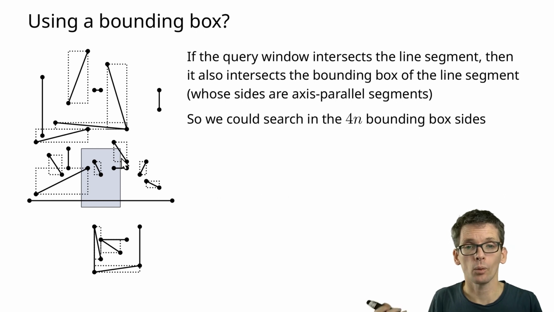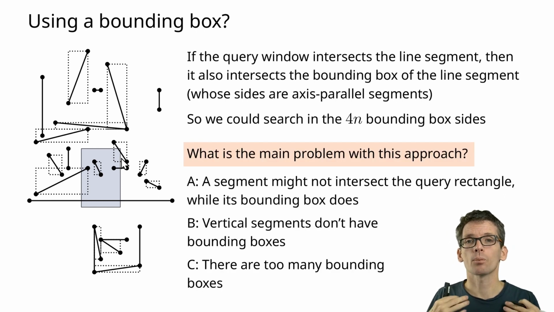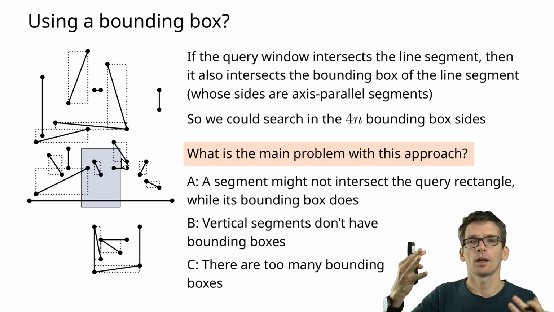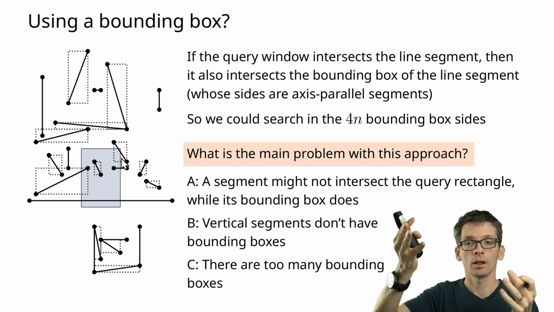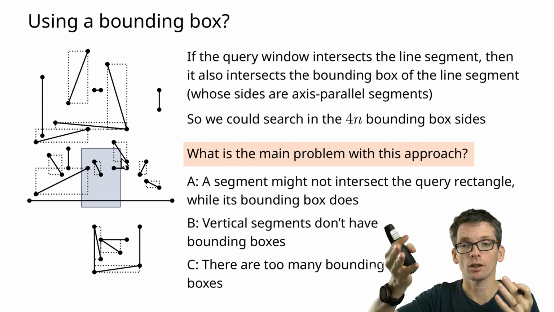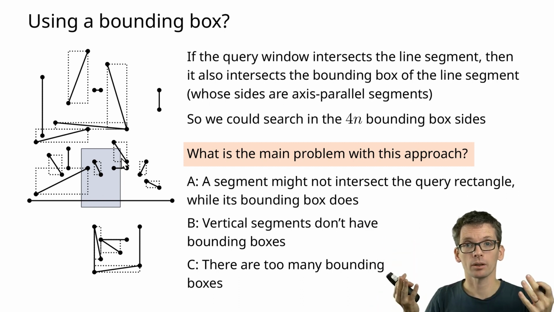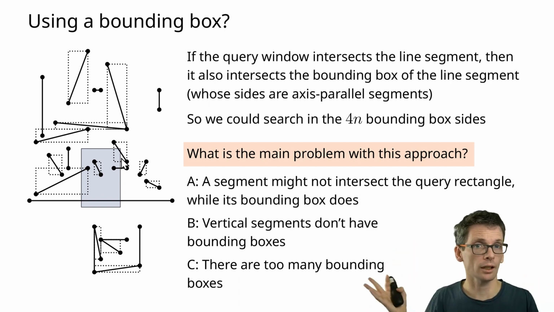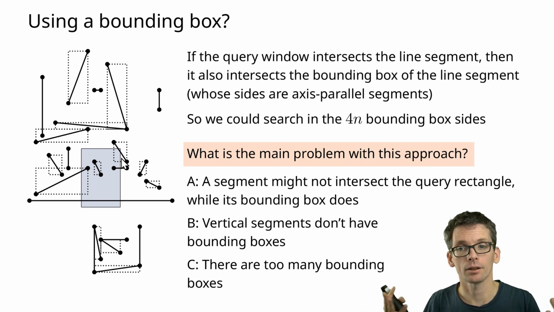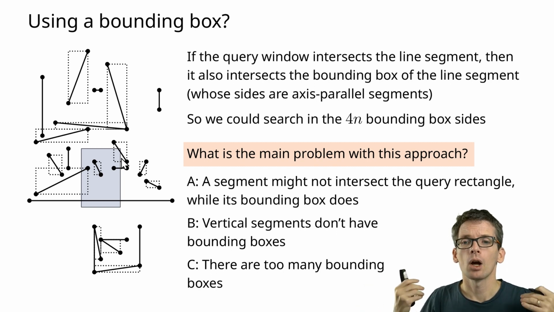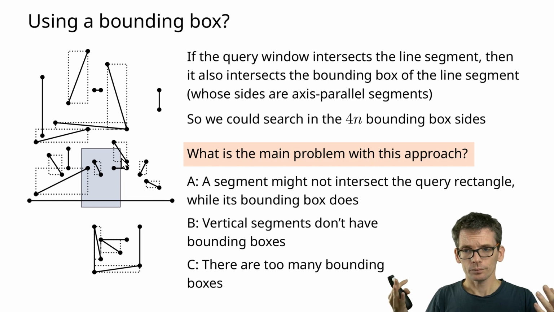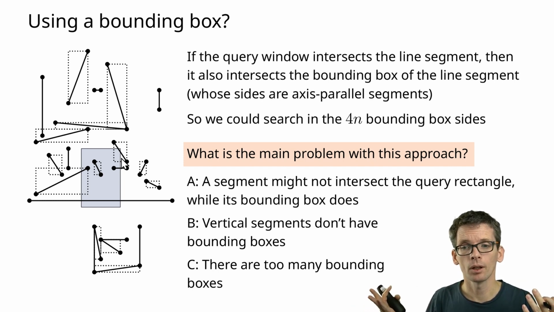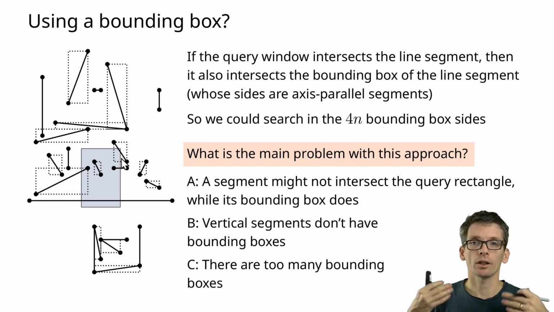This will not work. So why will this not work? What is the main problem with this approach? A, we might have segments that actually do not intersect the query rectangle, but their bounding box does. So that means we will not get an output sensitive query time. Or, we might have segments that actually don't have a bounding box, or there are too many bounding boxes.